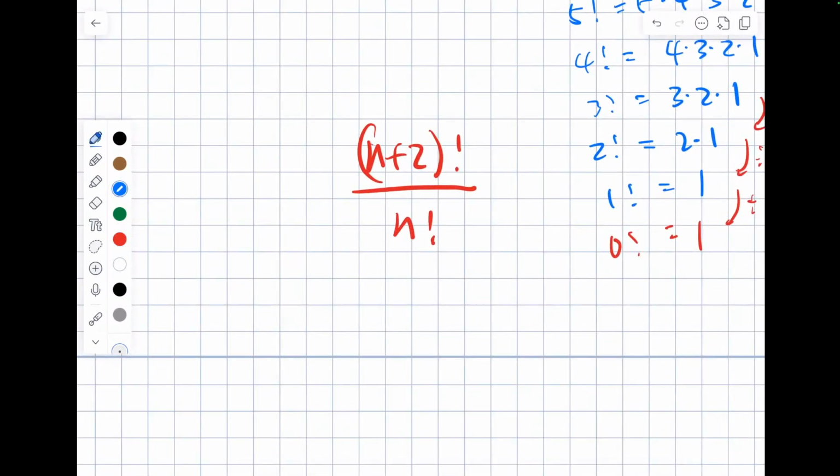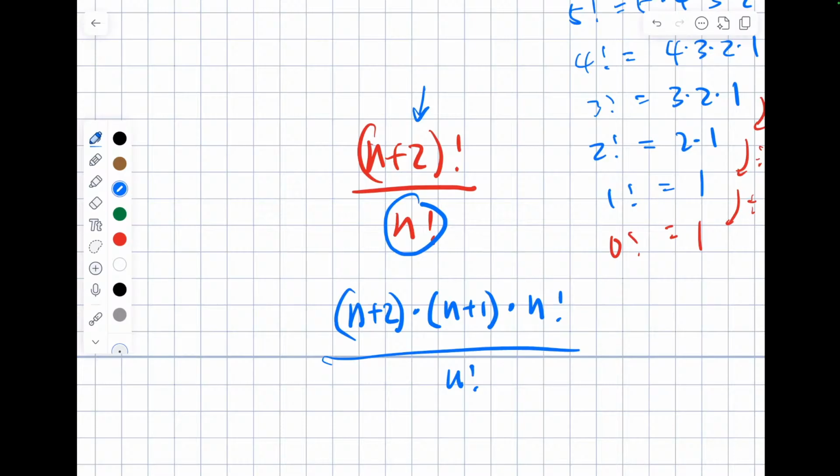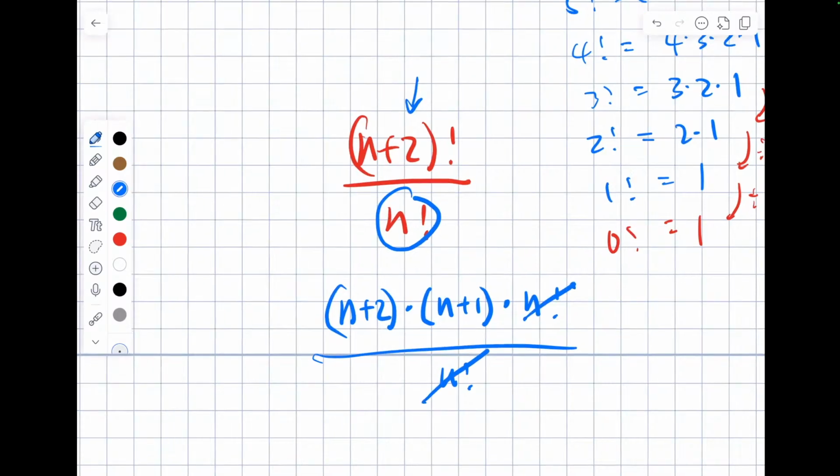So if you can change this, right? N plus 2, that's the first term, times n plus 1 times n factorial. I'm gonna stop there. Of course, I can keep on writing n and n minus 1, n minus 2, n minus 3. But since I see an n factorial on the bottom, can I just simplify this? And it's gonna be n squared plus 3n plus 2.